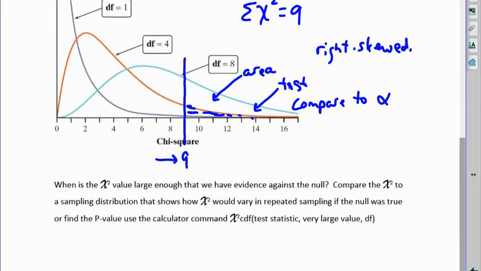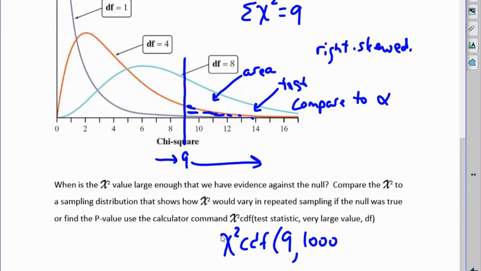And how do we punch it into the calculator? Just like with normal CDF and t CDF, it looks a lot like that. We have the chi-squared CDF, and if I was doing this for the 9 and wanted to know my area, I'd enter 9. You're always testing the right tail, so let's put in 1,000 just because that's some random large number. Then I enter my DF, whatever it was, and I would get an area, and that would be what I'm going to compare to alpha.